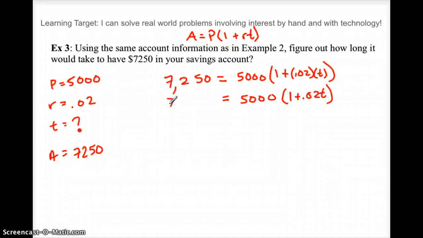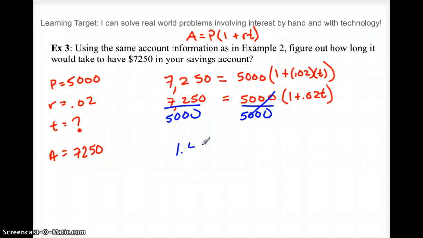Doggone it. So there's a couple of ways you could get started, but to try to form good habits for the future, here's my suggestion. To get rid of that 5,000, let's divide. Okay, and I think I remember the decimal, but let me check. 7250 divided by 5,000. I get a decimal of 1.45 when I do that division, equals 1 plus 0.02t.